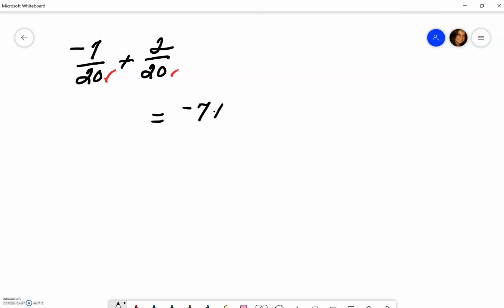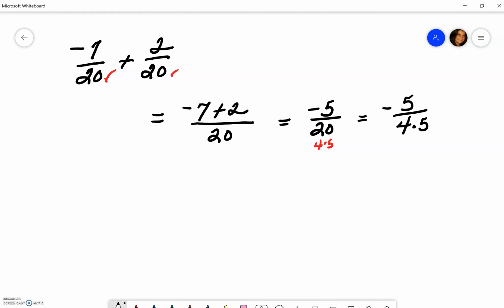So I have -7 plus 2 all over 20. So remember, the rule states when the signs are different, you subtract and take the sign of the larger number. So we have -5 over 20. I know that's not in simplest terms because I know 4 times 5 is 20. We can get those 5's to divide out. So that would be -5 over 4 times 5 to represent the 20. And we know this divides out to 1. So our final answer here is -1 over 4. So -1/4 is our final answer.